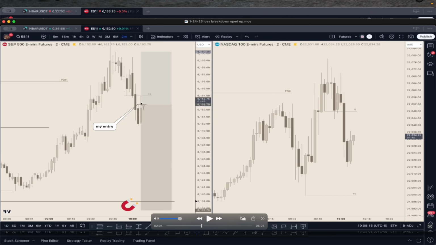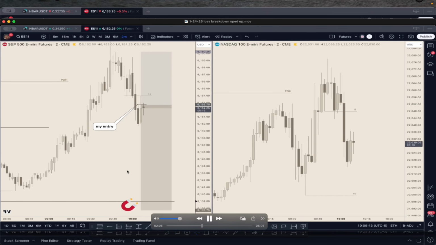So I'm in short and I'm using the exact same setup, right? You can see that gap on the 2-minute on NASDAQ, but look at how much cleaner it looks over here on ES. Much smaller gap for me to get in on. And I'm putting my stop above the last swing high.